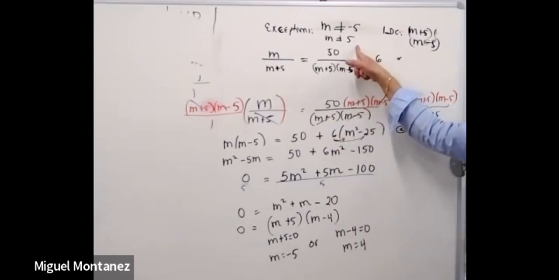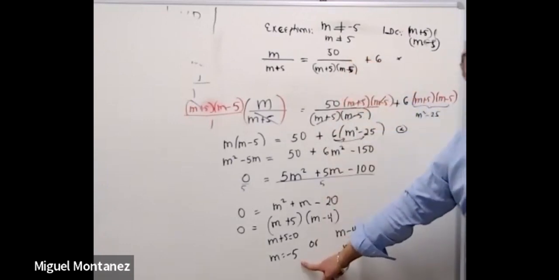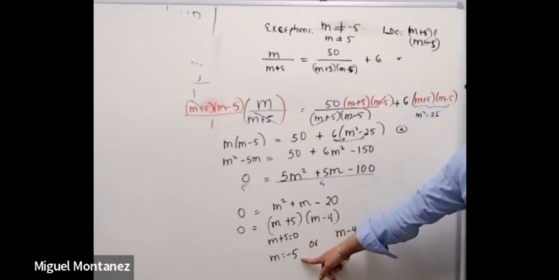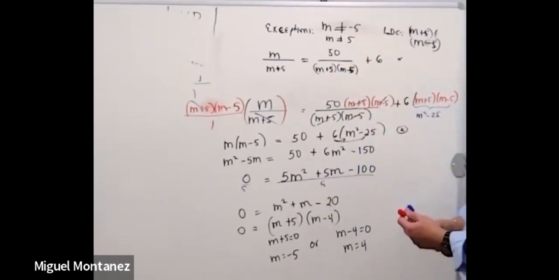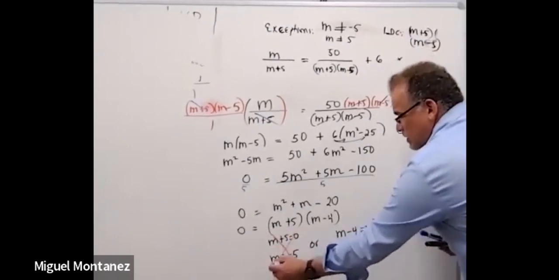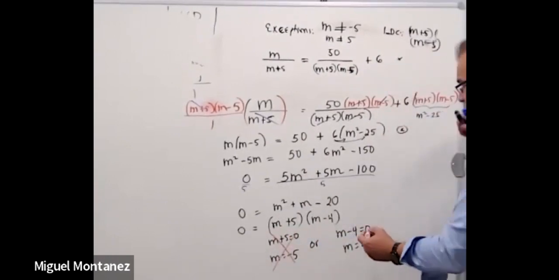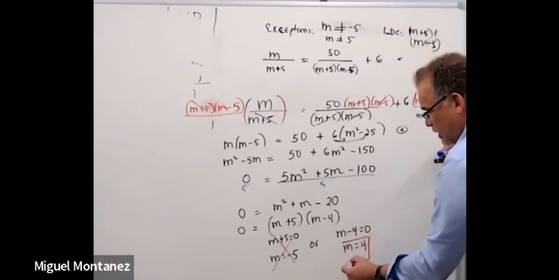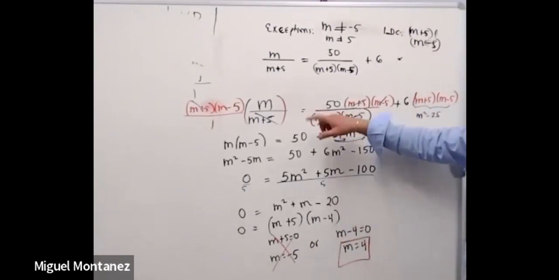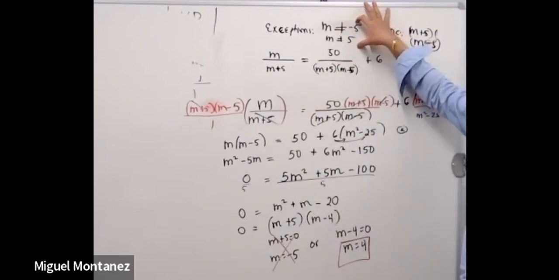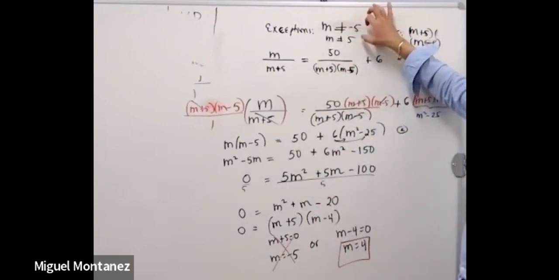We need to look at the exceptions. Notice that even though we believe m equals negative 5 is a viable solution, it is not. So this is one of the exceptions. So thanks, but no thanks. Adios. So we reject one and we accept one. M equals 4. But m equals negative 5 was one of the exceptions that we identified at the beginning.